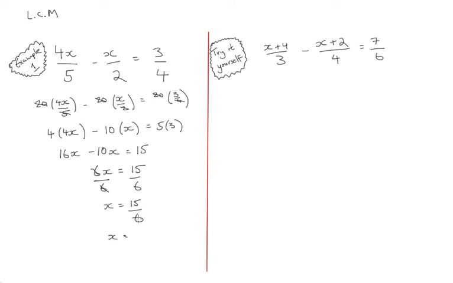What divides into both of these numbers? 3 divides into both of these numbers. So 3 divides into 15 5 times. And then 3 divides into 6 2 times. So we could also write x is equal to 5 over 2. Or if you divide 5 by 2, you get 2.5. Any of these answers I'd be happy with at this stage, okay? But in the Leaving Cert, you will need to simplify these fractions or you will be losing marks.